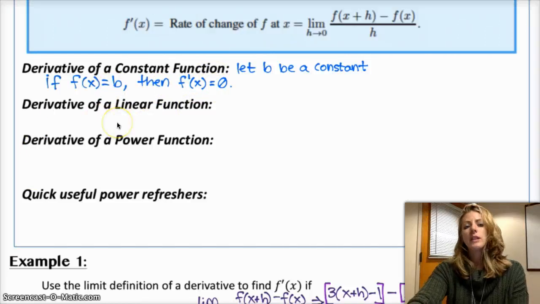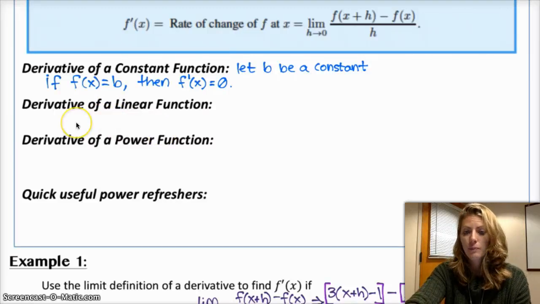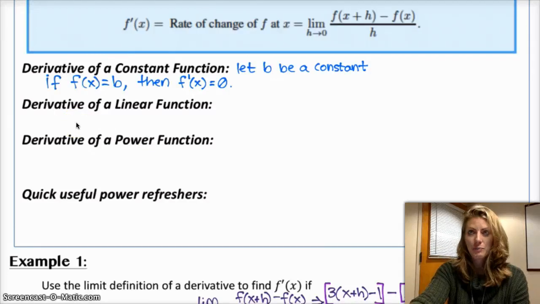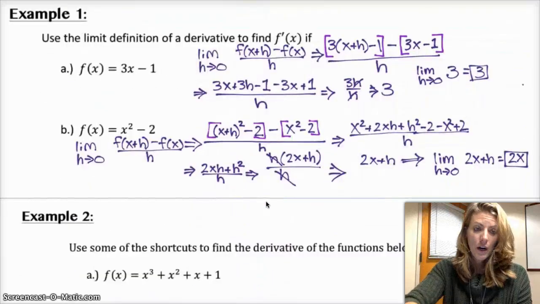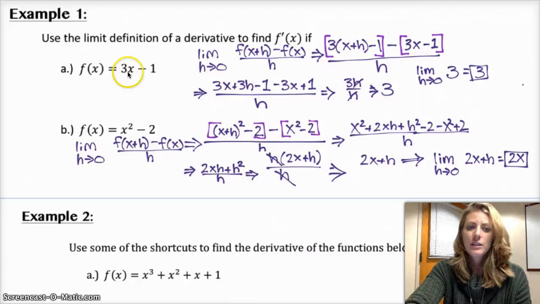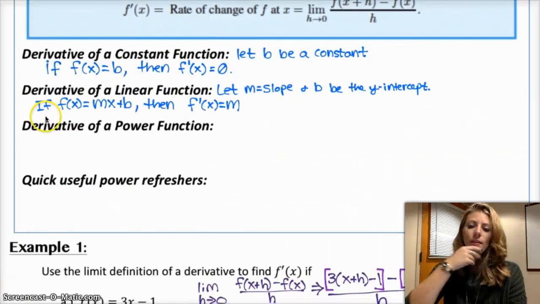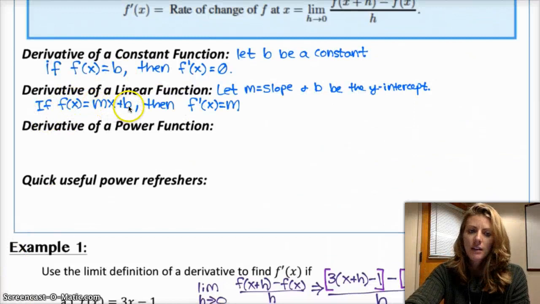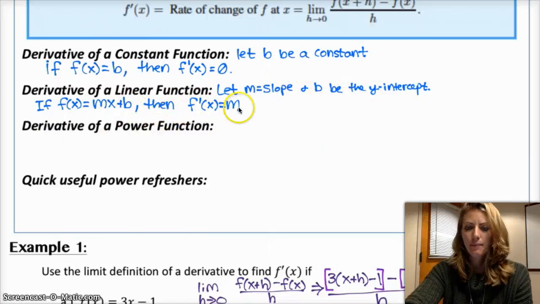Next is the derivative of a linear function. So if the highest degree of x is just 1, like y equals 5x plus 7 or something like that, then like we saw in example 1, the derivative should be the slope of the function. So f of x equals 3x plus 1, the derivative is just 3. That's the case for any linear function. So again, if f of x equals mx plus b, where m is the slope and b is the y-intercept, then f prime of x is just m, or just the slope.